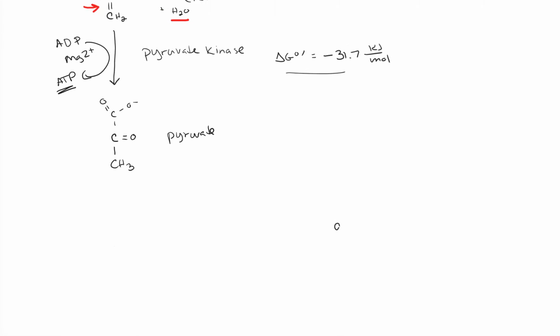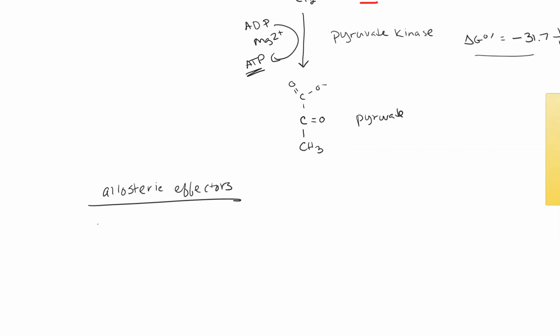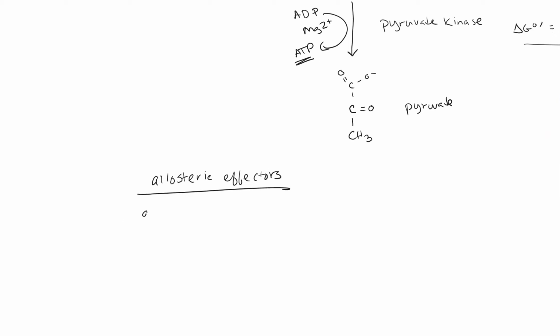Oh, and now I'm dragging things around. So allosteric effectors. Let's see if I can get rid of that. So there's 2 categories of allosteric effectors. There's the activators. Sorry. See if I can do this without dragging. Activators and inhibitors. And the activators include AMP and fructose 1,6-bisphosphate.